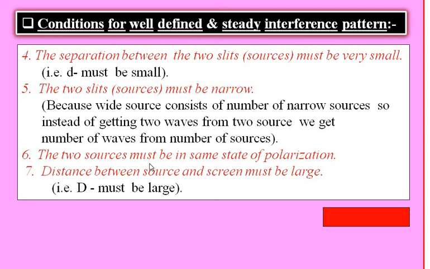The two sources must be in the same state of polarization to get a clear and steady interference pattern on the screen. And the distance between the sources and the screen must be very large, and this distance is shown by the letter capital D. The distance D must be very large to observe a clear and steady interference pattern on the screen.